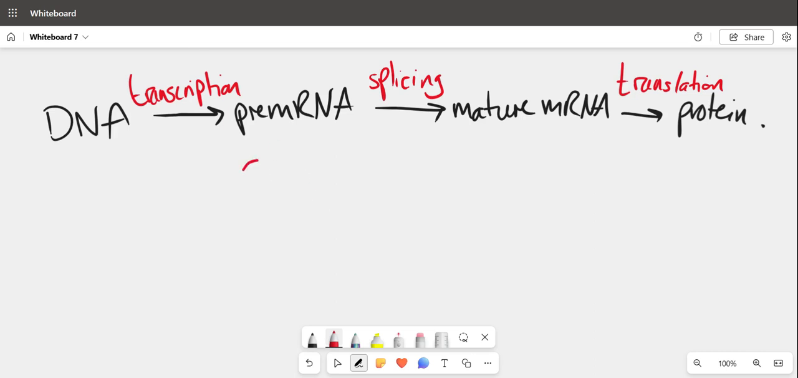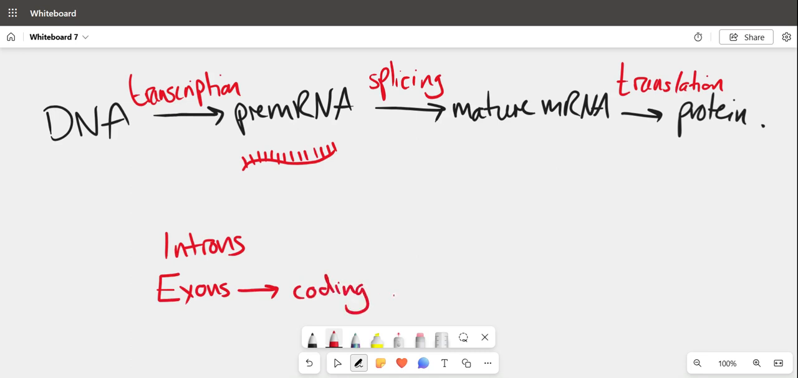Basically, the mRNA that we've made here contains some sections that do code for amino acids to make a protein, but it also contains some sections that don't code for protein. The two types of sections that it's made of are called introns and exons. Now, the coding parts are the exons. These are what we call the coding regions, the bits that code for the sequence of amino acids. And an intron is what we would call a non-coding region.